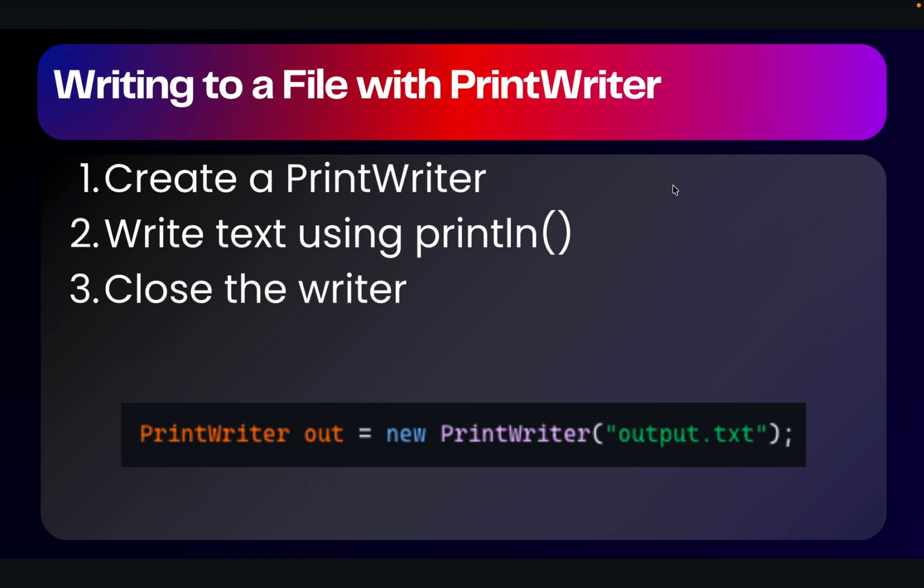output.txt file associated with it. So it's going to write text. And once you write text, you're just going to close the writer. So you're going to create a PrintWriter, write your text, and then as soon as you're done, close that writer out.